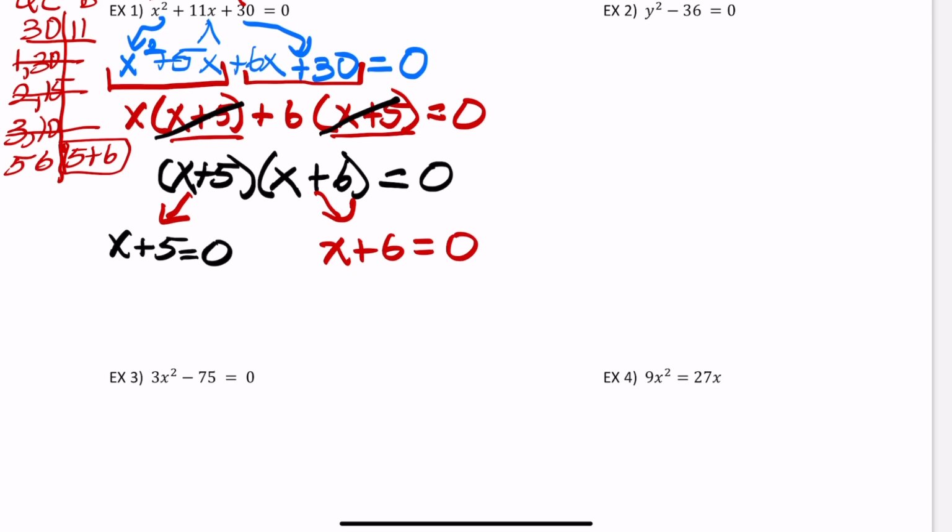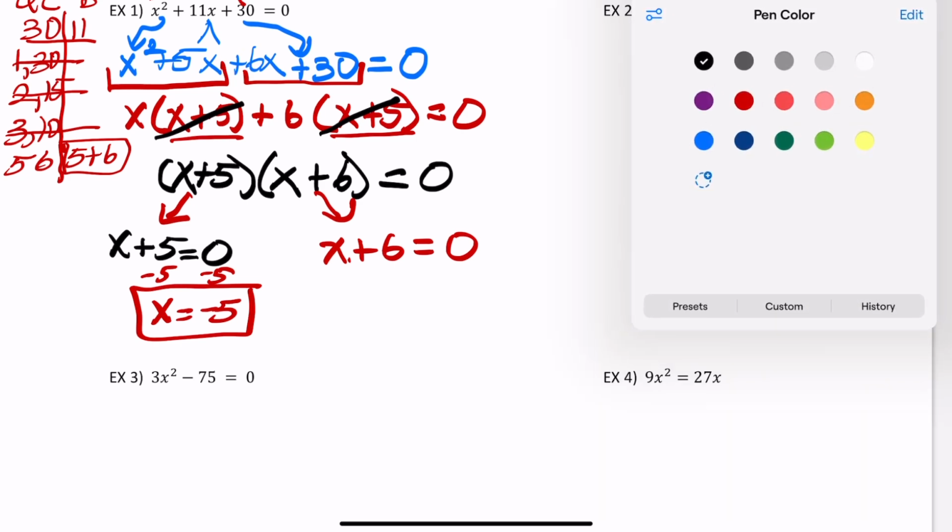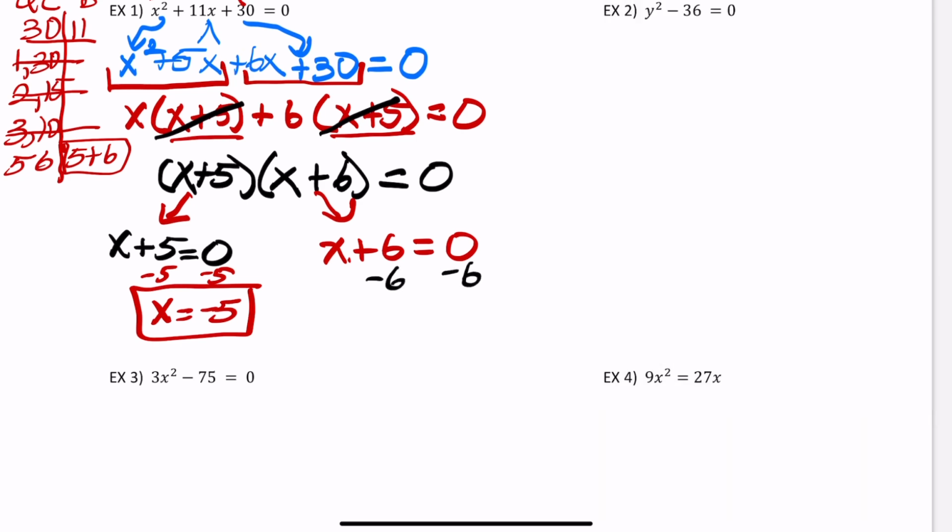So I'm going to solve each one of these equations. To solve x plus 5 equals 0, I would subtract 5 from both sides. One of my answers is negative 5. And to solve x plus 6 equals 0, I would subtract 6 from both sides. I would get my other answer: x equals negative 6. So my two answers are x equals negative 5 and x equals negative 6.